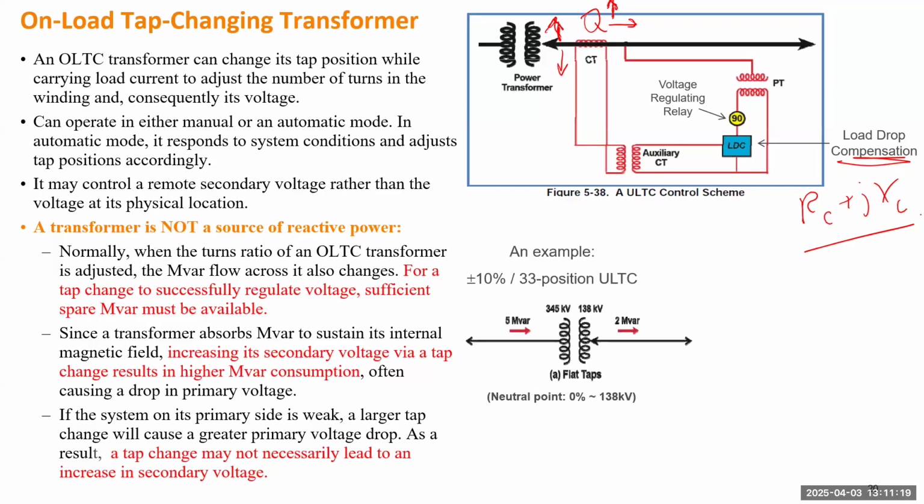Okay, so let's see one example. If this is a tap changing transformer, it's operated at 345 kV on the primary side, 138 kV on the secondary side. For the neutral position, the secondary side will operate at 138 kV. Assume the secondary side has some load requiring 2 megawatt reactive power, and the primary side needs to provide 5. So you can do the math, right? 5 in and 2 out, which means 3 megawatt is consumed by the transformer itself. That's why it's like a broker, it charges some money from you.